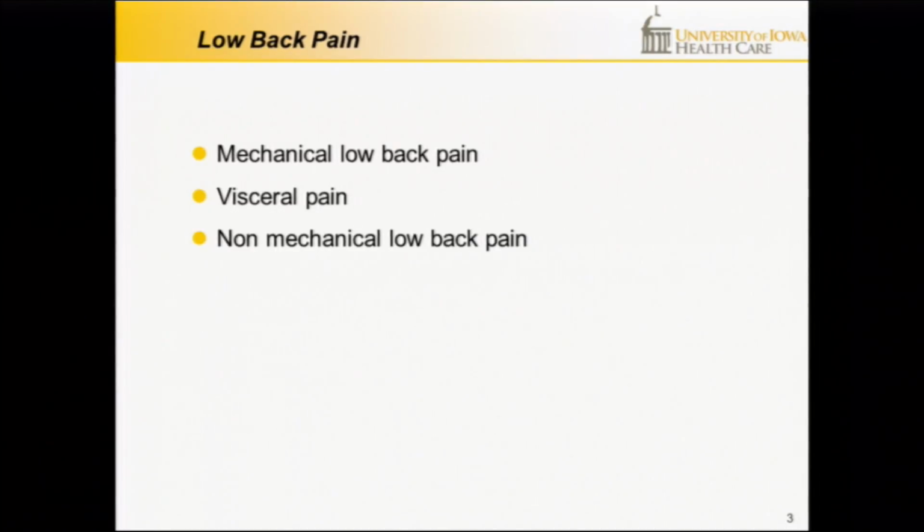I put on there as the second point visceral pain, which is also referred to as non-mechanical low back pain. This could be, for instance, somebody who has an aortic aneurysm that may present as back pain, or something that could involve some sort of intra-abdominal tumor. Pancreatic cancer comes to mind that can present very insidiously with back pain. So those are things that obviously we want to keep in mind, but most people that we see do have so-called mechanical low back pain.